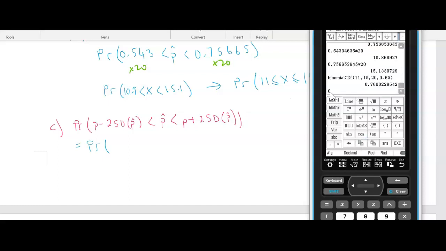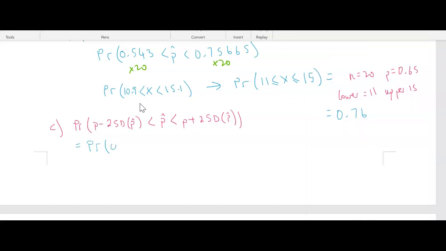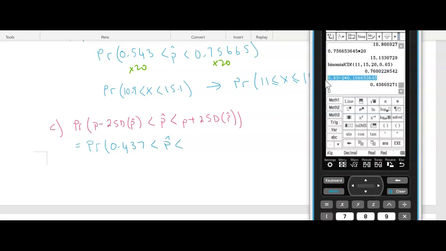All right, so P is still 0.65. And then we're going to be subtracting 2 times our standard deviation. So I'm just going to paste that in. So 0.437. And now 2 standard deviations above. So I can just highlight that and just put the plus in. All right, 0.863.